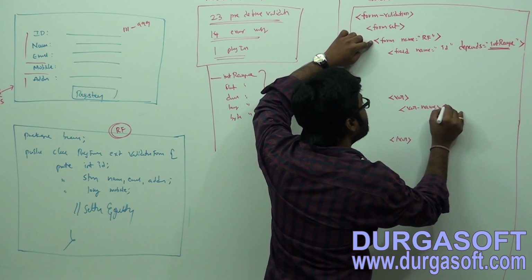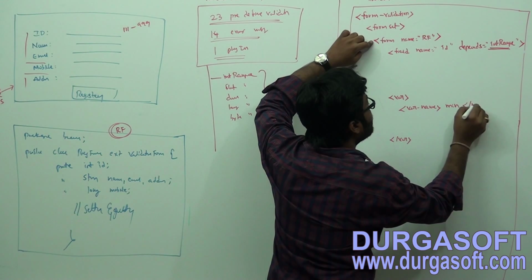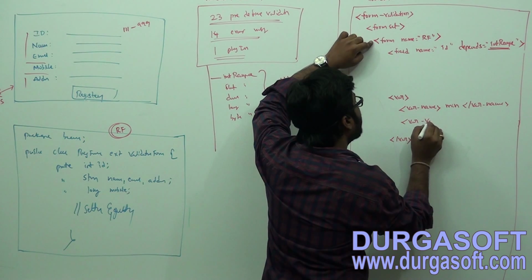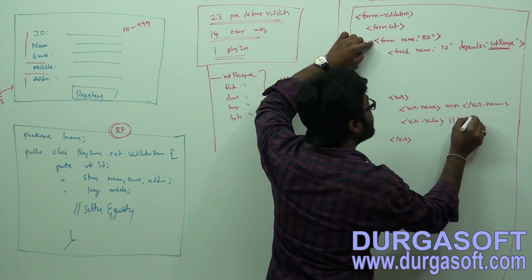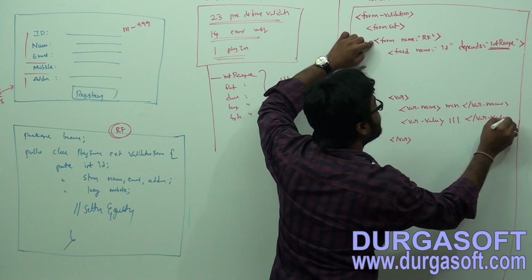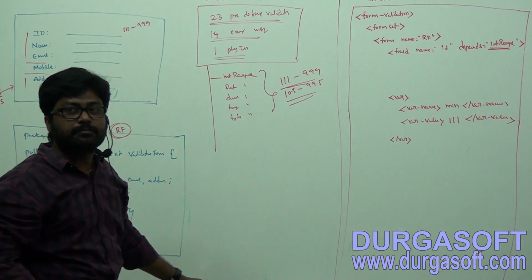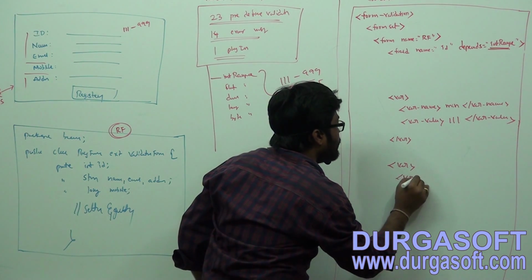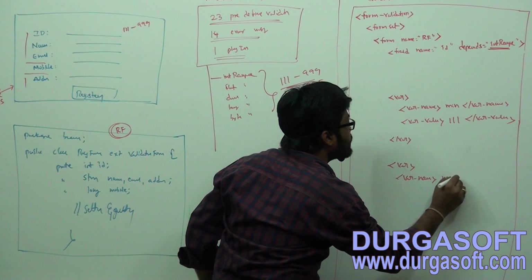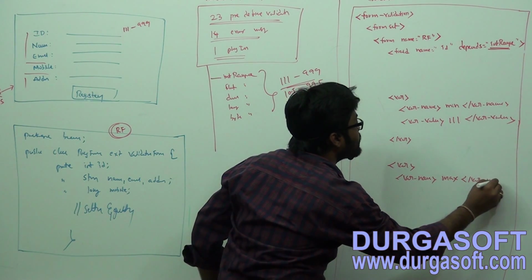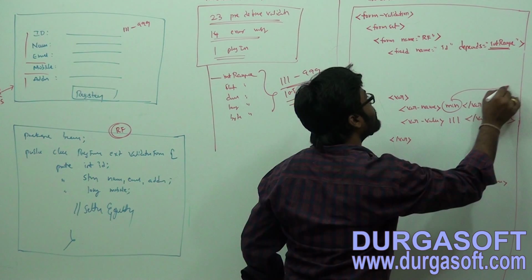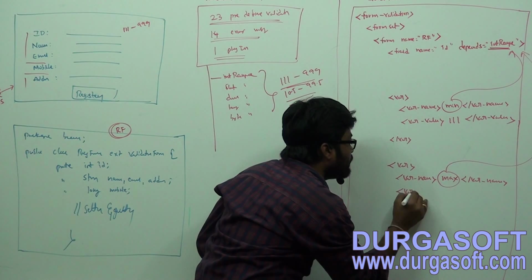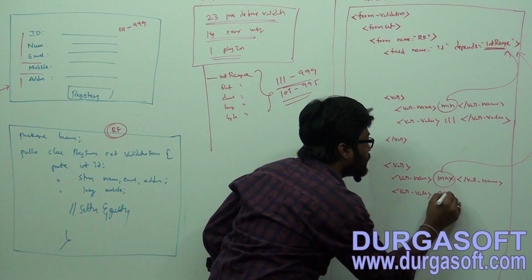Variable inputs: minimum value, what is the minimum range and what is the maximum range? Variable name min, variable value 111, and maximum: variable name max. It will expect two variables here, minimum and max. Variable name max and variable value 999.